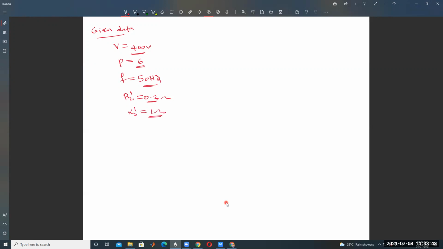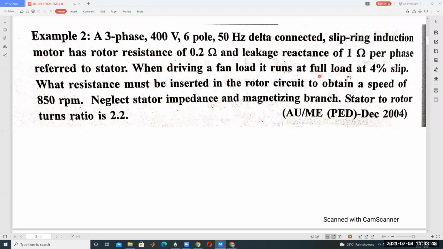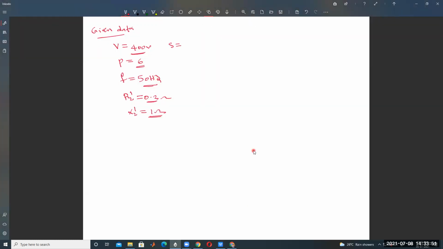And also slip is given, I think. What is the slip here? 4%. Okay, 4% or 0.04. And the stator to rotor turns ratio is also given. Am I right? Stator to rotor turns ratio, how much? 2.2. Okay.